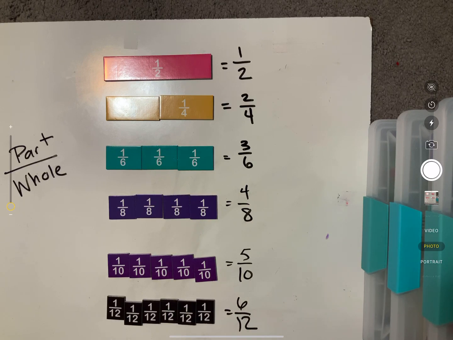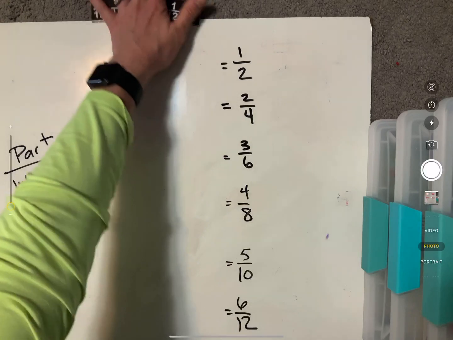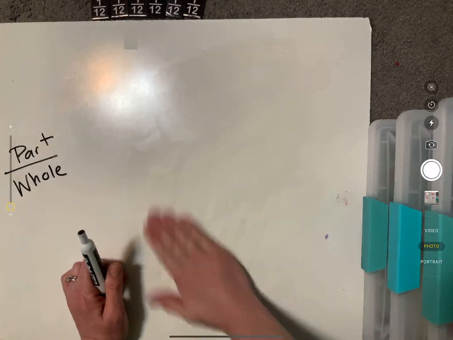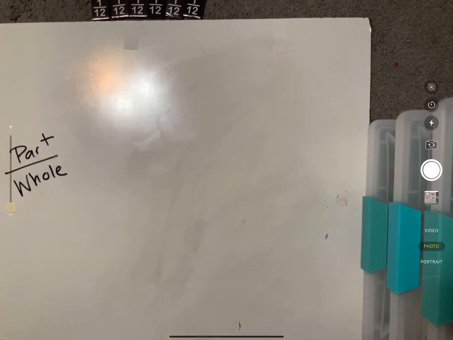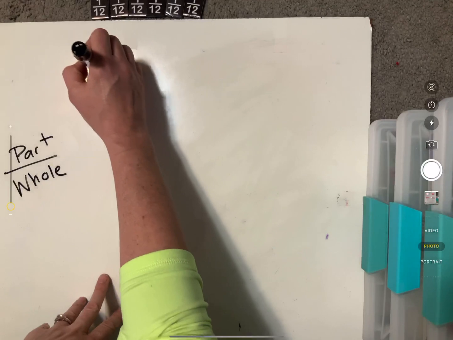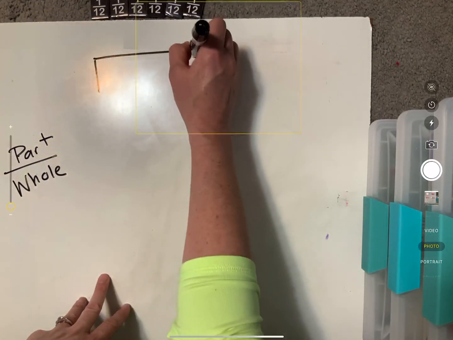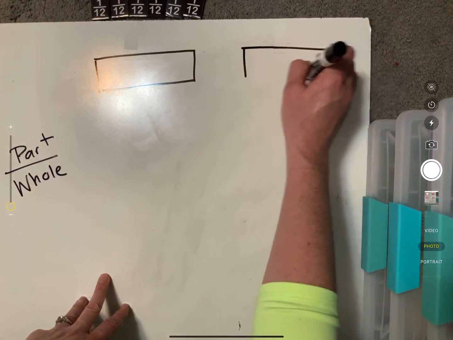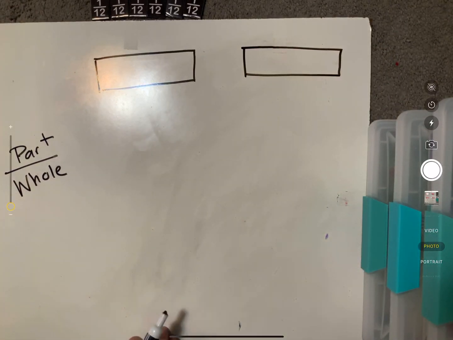Now you're probably saying, I don't have all these manipulatives at home. I know. It's really hard to have all the things that I have here at your house. So what we're going to do is do this in a way that you can draw using rectangles. So we're going to have one rectangle and another rectangle. And these will help you prove that these are equal.